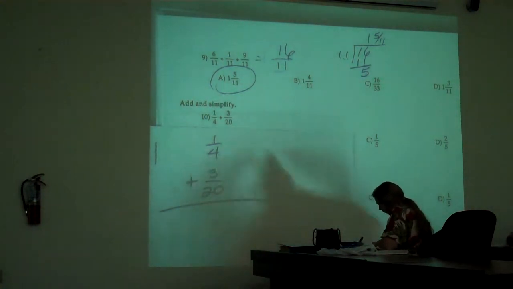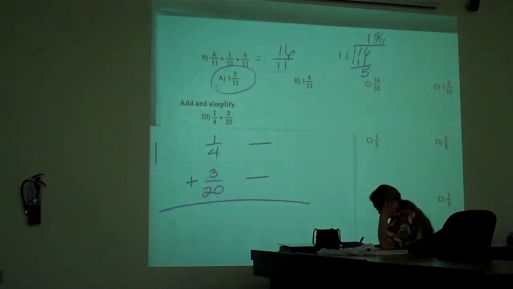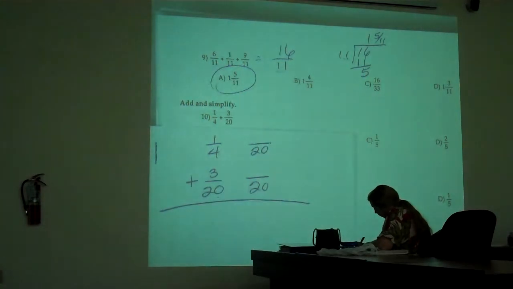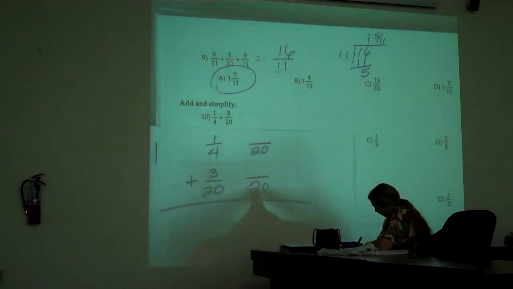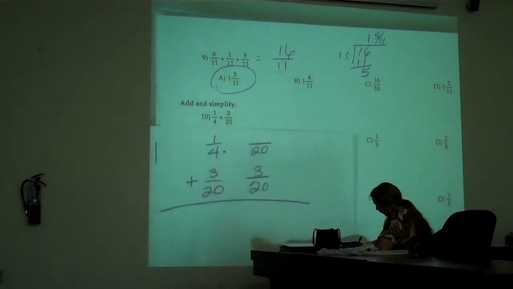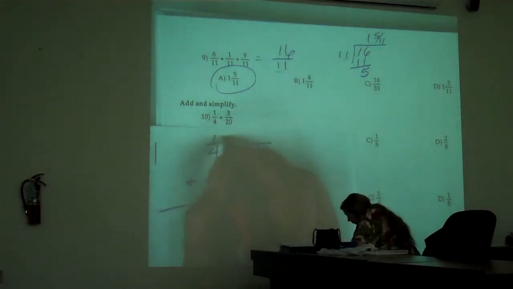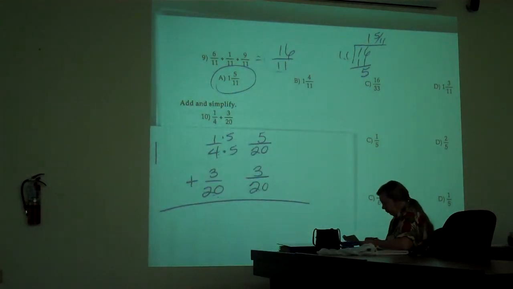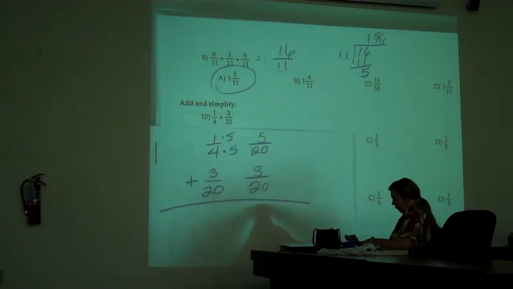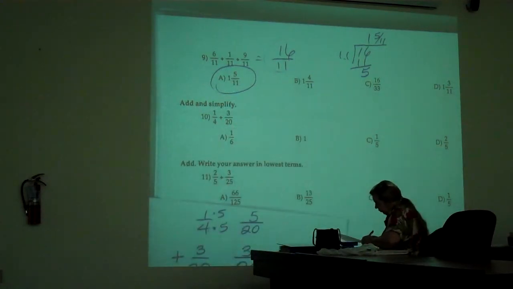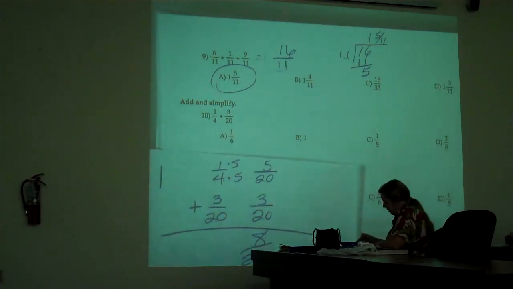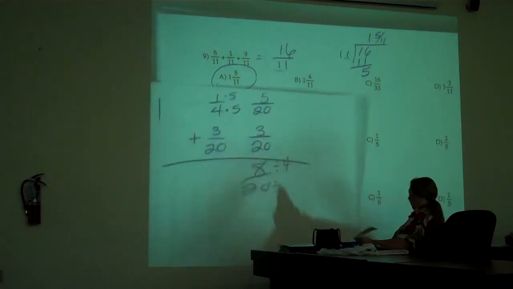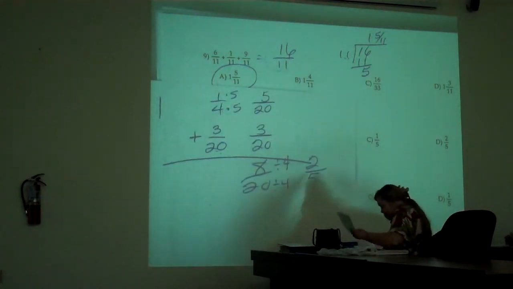Okay, so our common denominator. 20? Okay, 4 goes into 20, so we use 20. That doesn't change, so the top doesn't change. 4 times what? It's 5, so times 5 on top. 1 times 5 is 5. So you got 5 twentieths plus 3 twentieths, 8 twentieths. Yeah, that answer's not on there. What did you divide by, Chris? 4. Yeah, divide by 4. 2/5.